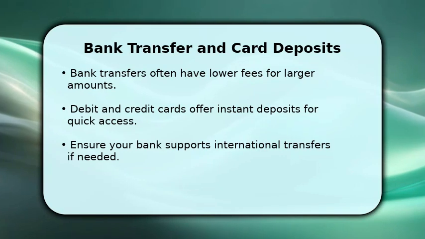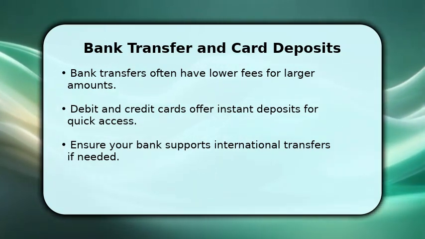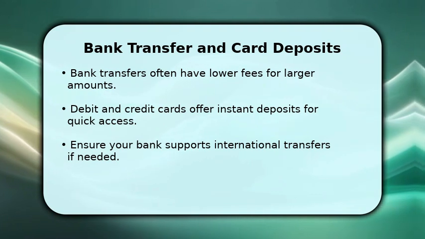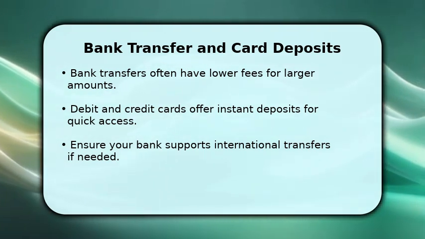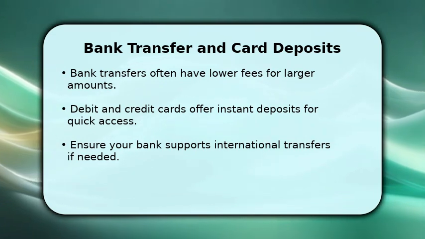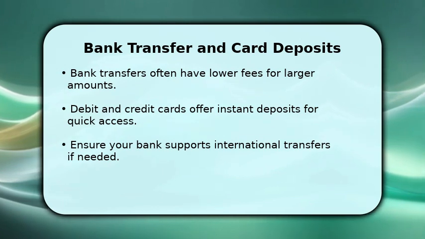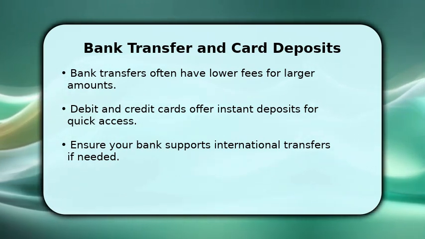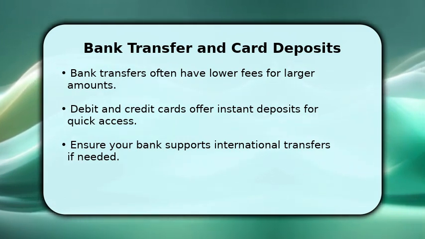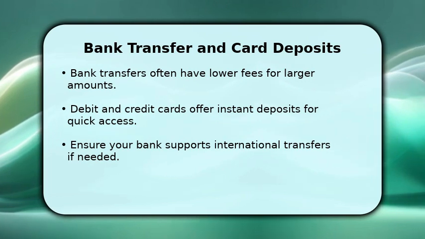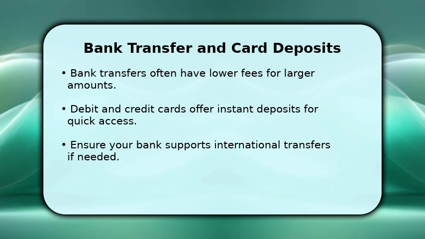One of the most straightforward ways to fund your Binance account is through a bank transfer or by using a debit or credit card. For bank transfers, you'll typically find options like SEPA or SWIFT, depending on your location. Card payments are usually processed instantly, allowing you to buy crypto almost immediately. Always check the deposit limits and any associated fees before confirming your transaction. Binance supports over 50 fiat currencies for direct deposits.